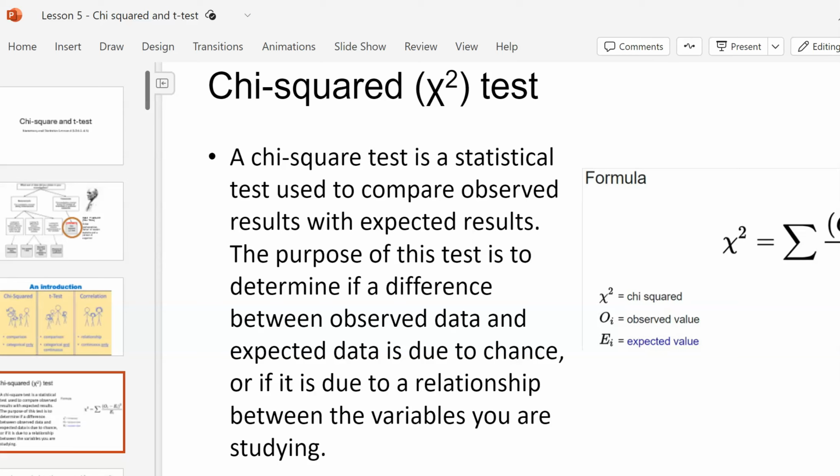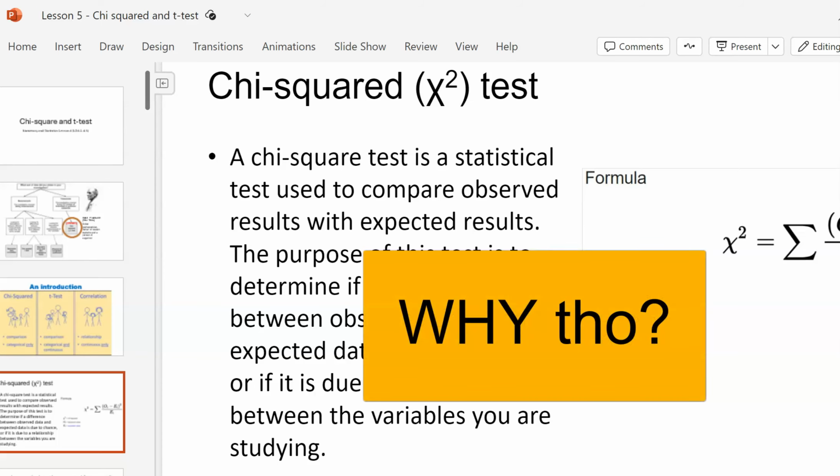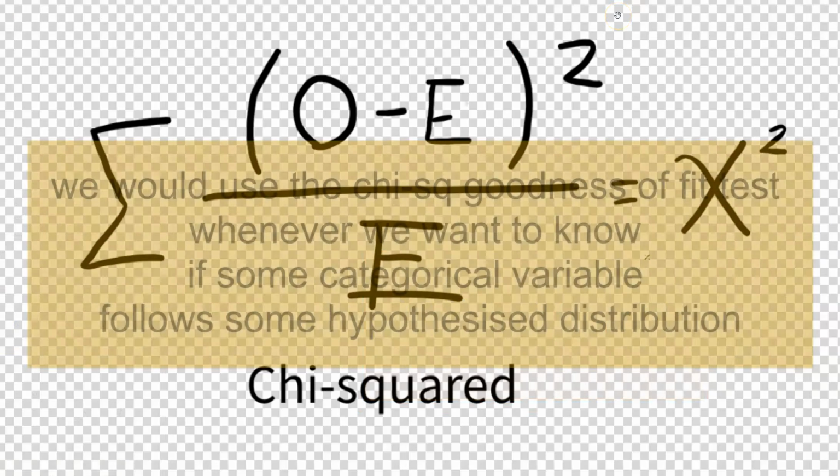Okay, so what is a chi-square test and why would we use it? So a chi-square test is a statistical test used to compare observed results with expected results. The purpose of doing this is to determine if a difference between observed data and the data you would expect is due to chance.